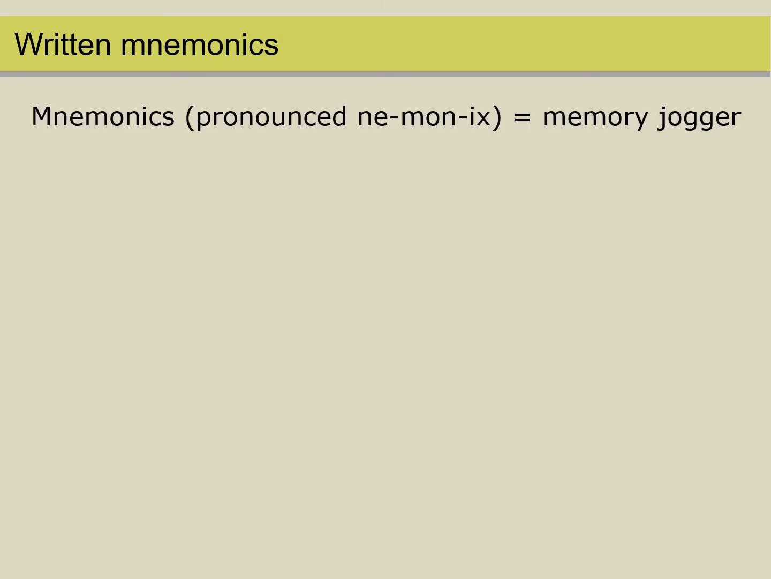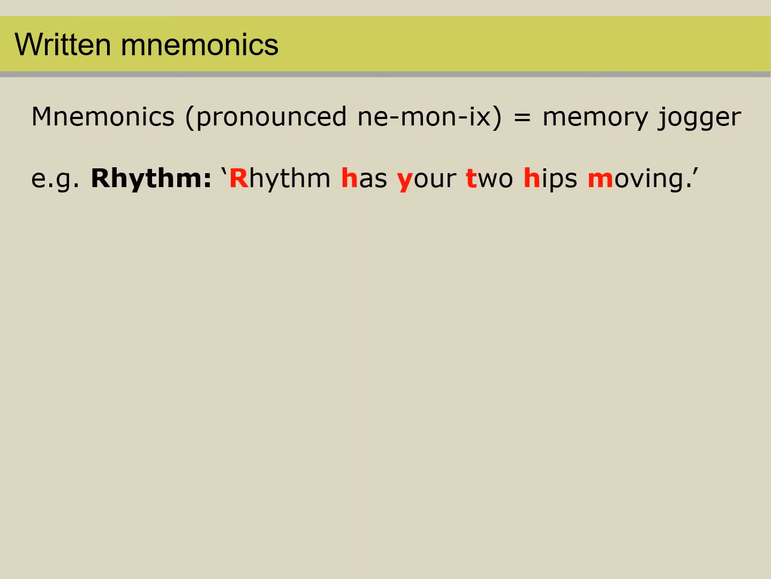What about mnemonics? These are just techniques for jogging your memory. So if you want to know how to spell rhythm, a word that we often have problems with, you can remember "rhythm has your two hips moving." So the first letter of each of those words in the sentence helps you spell it out.